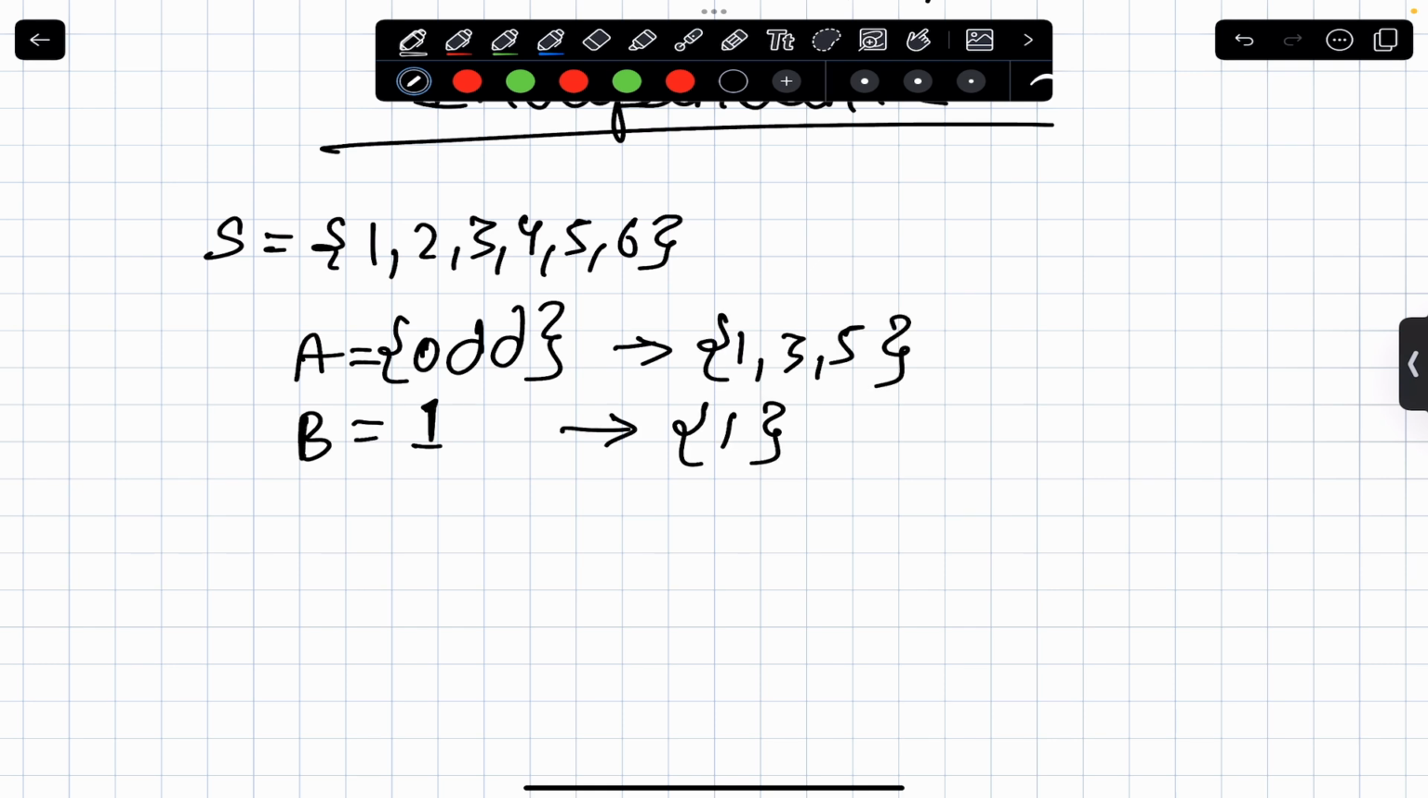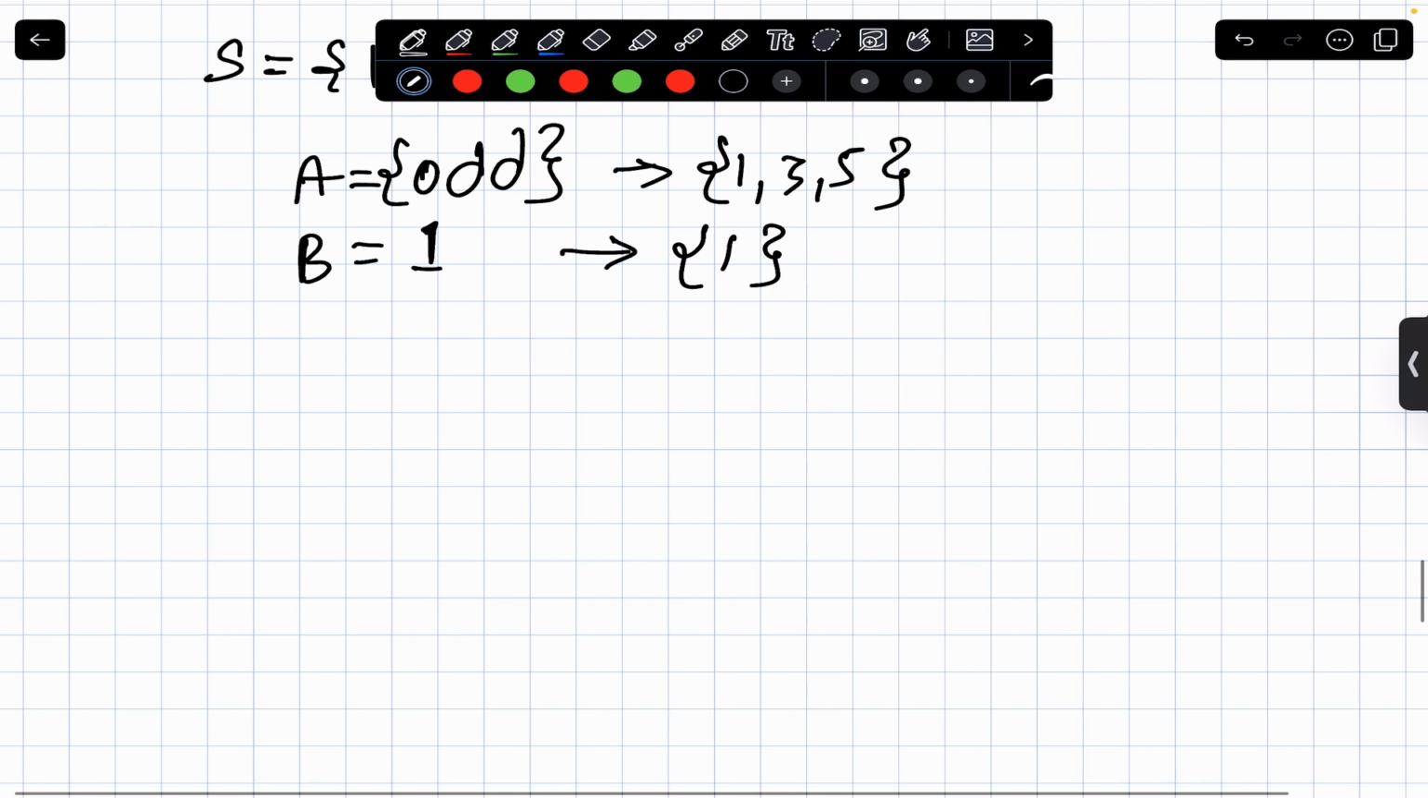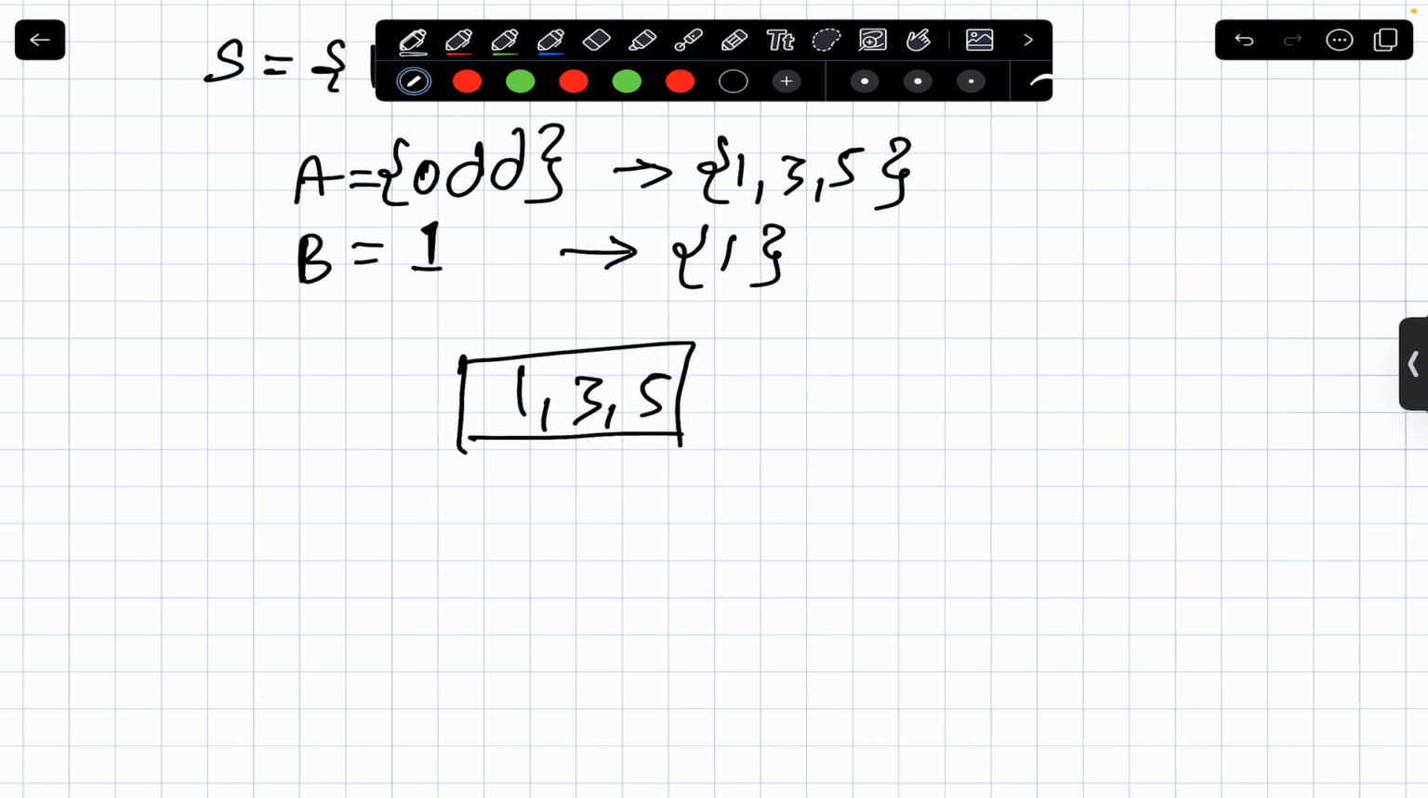Now we need to ask a few questions. The first question is: when the die is odd, what is the probability of getting 1? When the die is odd, 1, 3, 5, we have 3 favorable outcomes. What is the probability of getting 1? 1 by 3.